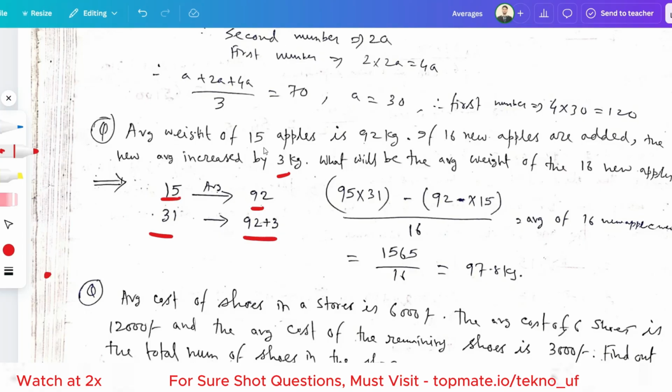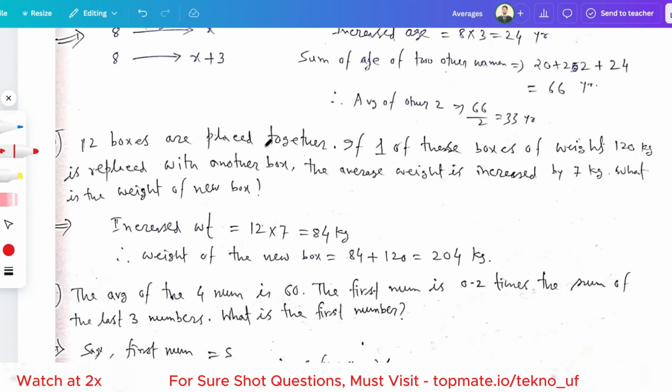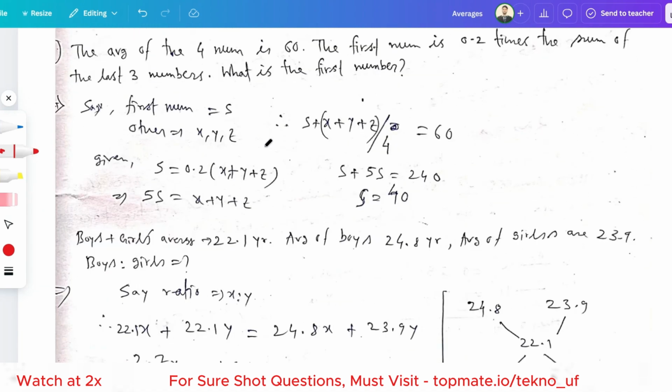So that is how to calculate. I think we have covered most of the things.